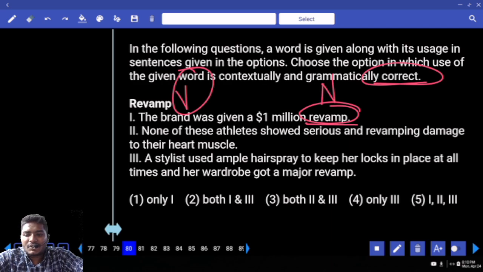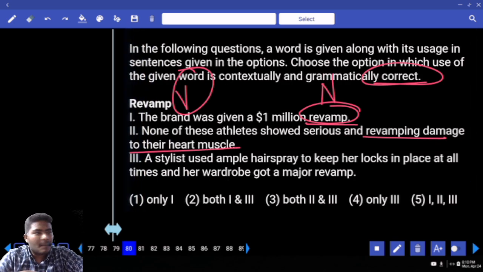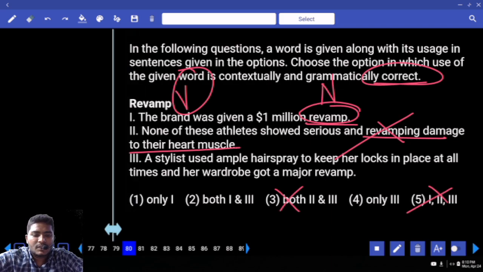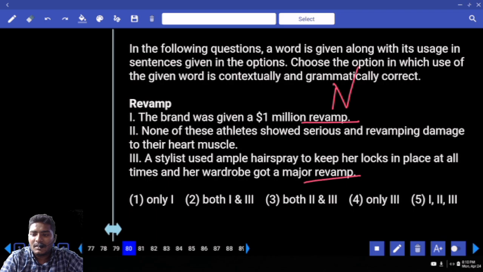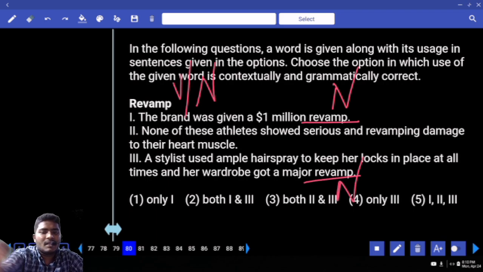Look at the next one. None of these athletes showed serious and revamping damage to their heart muscle. Can we go for this one? Revamping the heart muscle? Not at all possible. Doesn't look sensible. Eliminate all the second options. Next one. A stylist used ample hairspray to keep her looks in place at times, and her wardrobe got a major revamp. Wardrobe got major changes, major revamp. Revamp in the sense it is renovated. Can we use this combination or not? Yes. So how many combinations do we have with the nouns here? We have two noun combinations. That means we need both the verb and also the noun. So what can be your answer here?